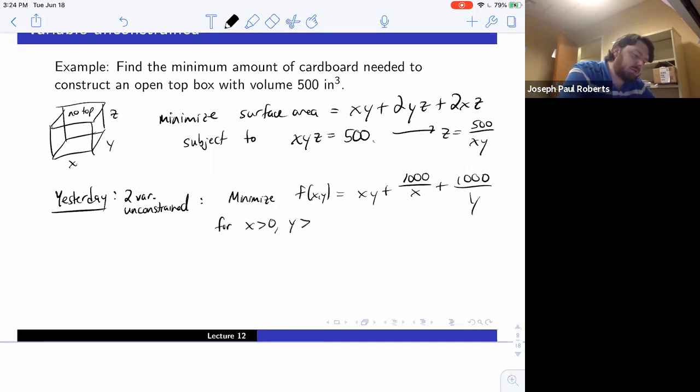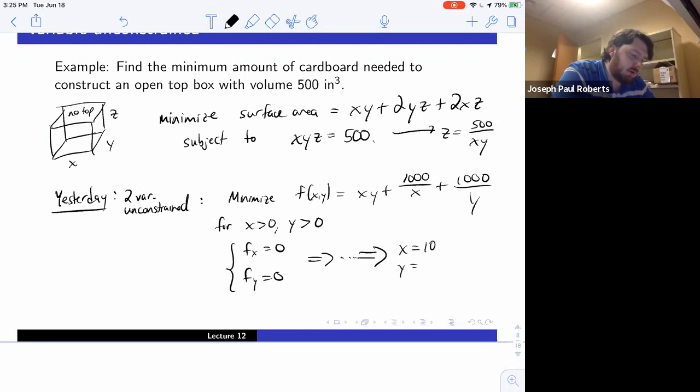And so once we've gotten rid of z, the domain for x and y is just the entire first quadrant. So that's unconstrained. It's a two-dimensional domain for a two-variable function. And so we solved the system fx equals 0, fy equals 0, and after a bunch of work, well, not that much work, I think we got x was 10, y is 10, and z is 5, I think is what we got. So 300 inches squared was our minimum.